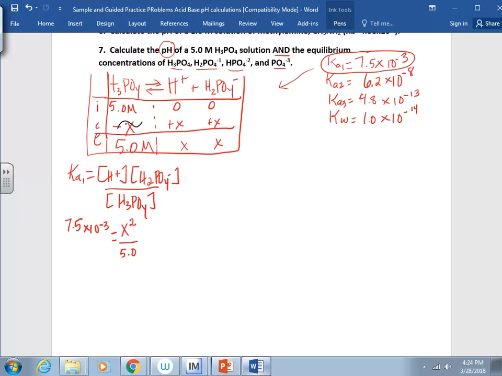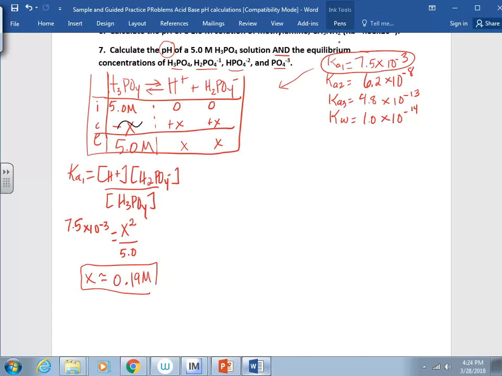Again, since we're neglecting x, this is an approximation. Always remember to double check your 5% rule at the end, but this one is well below 5% whenever you check it. So we're going to cross multiply here and then take the square root to get our x. And so that's going to give us a total of 0.19 molar as our answer for x.